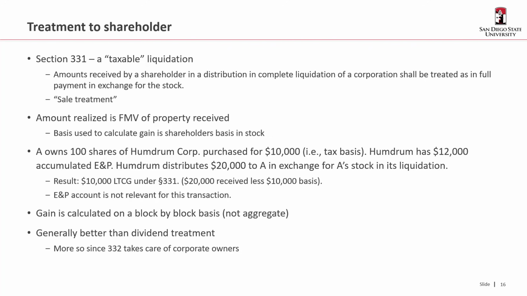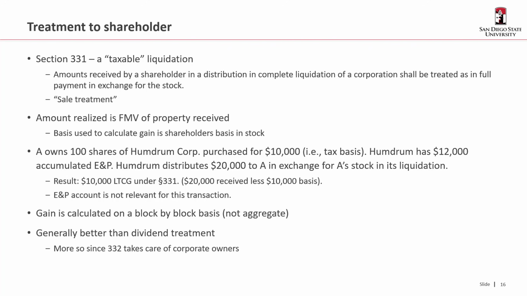All right. How about the treatment to the shareholder? Section 331, in a taxable liquidation, amounts received by the shareholder in a distribution in complete liquidation of a corporation shall be treated as in full payment in exchange for the stock, which means sale treatment. So a complete liquidation is treated like a sale, right? That's different than those redemptions where we had to test to determine. The amount realized is the fair market value of any property they receive. The basis used to calculate gain is the shareholder's basis in the stock.